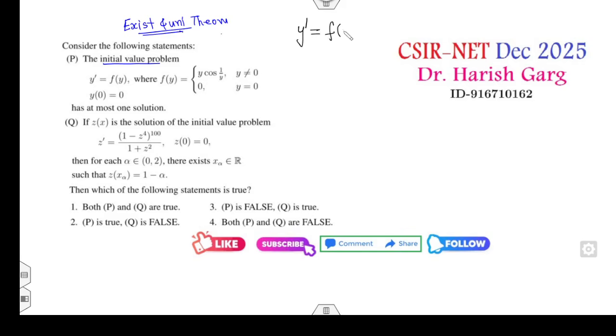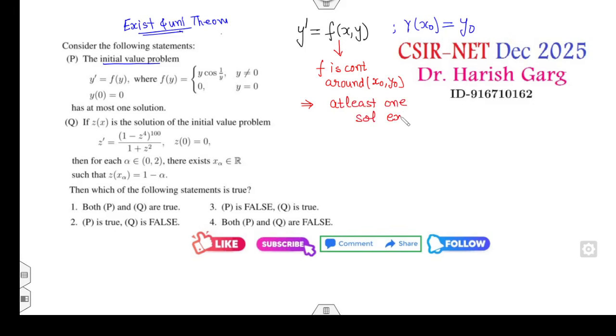So, what is the existence and uniqueness theorem? Whenever you have the initial value problem, whenever f is continuous around the initial point x naught, y naught, that implies at least one solution exists. That is existence. At least one solution must exist.